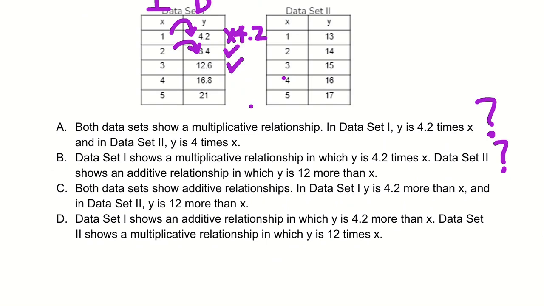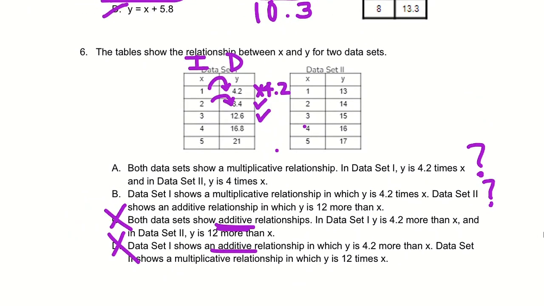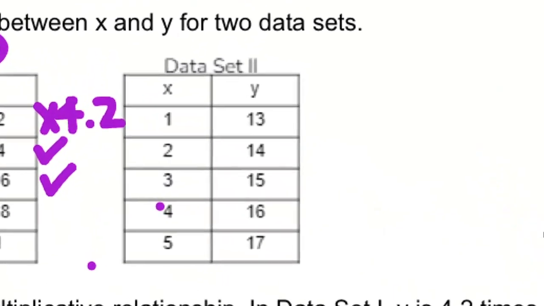B says data set 1 shows multiplicative, which is y equals 4.2 times x. That's what we said, so that could be it. C, both data sets show an additive. Well, we just said that data set 1 was multiplicative, so that doesn't work. Data set 1 shows an additive. Again, we just said it was multiplicative, so that doesn't work. So just by doing 1, we already have a 50-50 shot. But we know how to do data set 2, so let's look here.